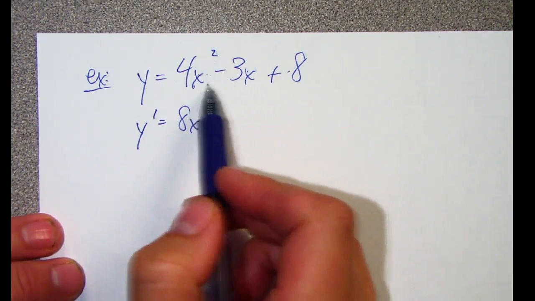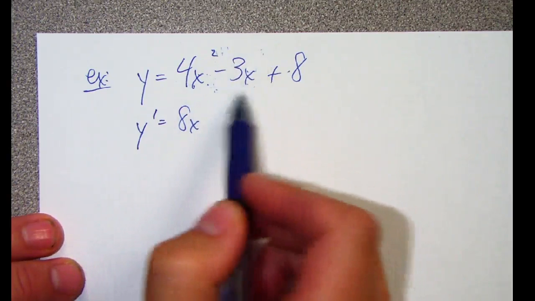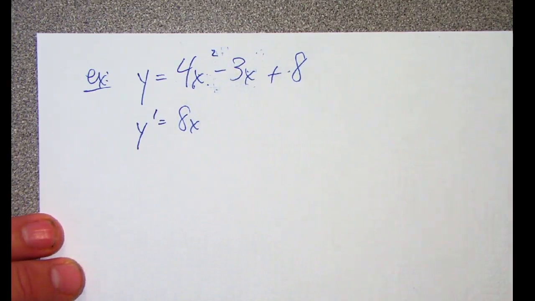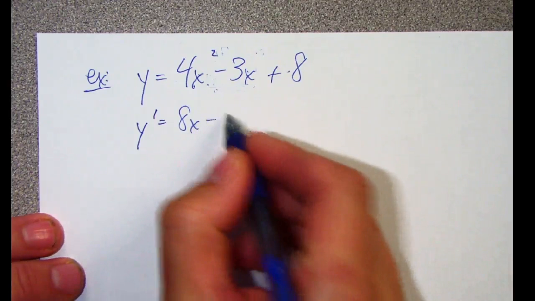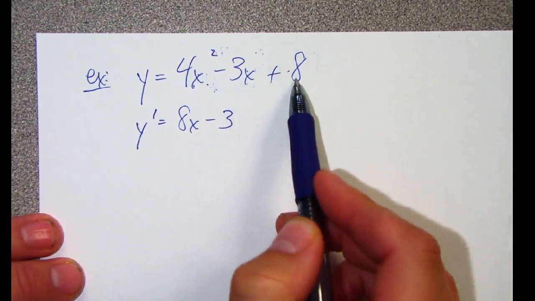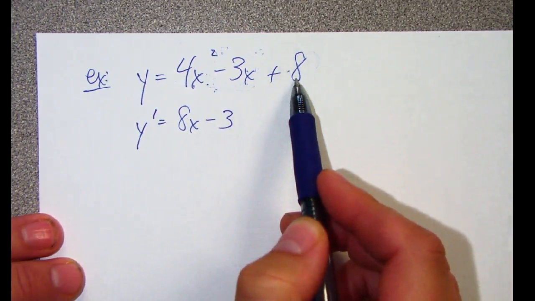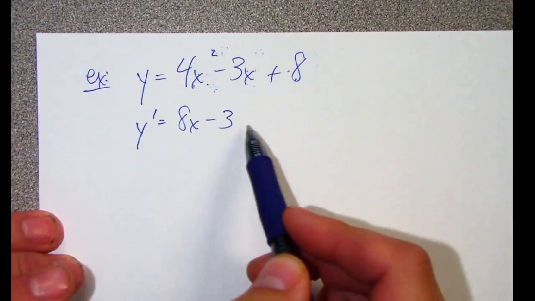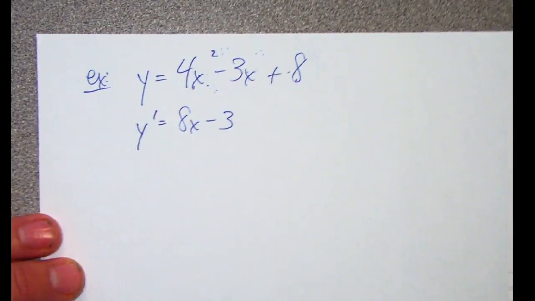What kind of line is y equals negative 3x if we just looked at that by itself? It's got a slope of negative 3, right? So what's the derivative? Negative 3. What does y equals 8 look like? Horizontal line, so what's the derivative? 0. So I don't need to write that part. It's just going to be y prime equals 8x minus 3.